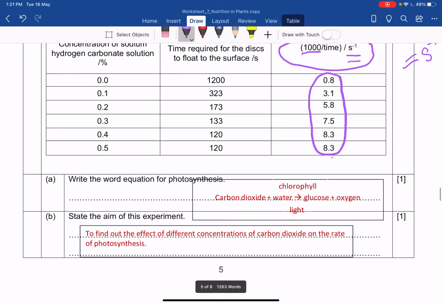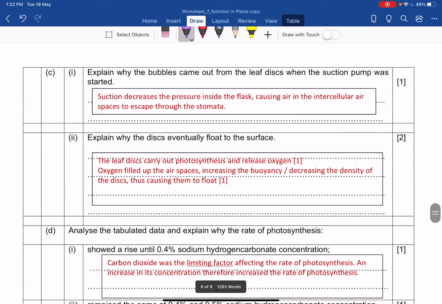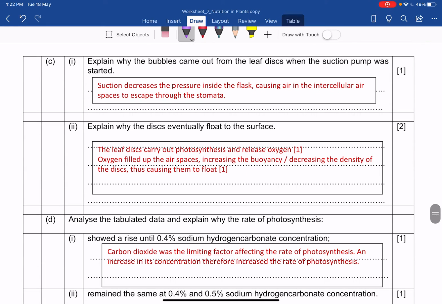Do take note that part A asks for the word equation. If you do not write the conditions required, you will be penalized. There's no half mark given at all. Then the explanation for part C is very important, as you figure out how to explain in words why the bubbles came out from the leaf disc at first and why the disc eventually floated.